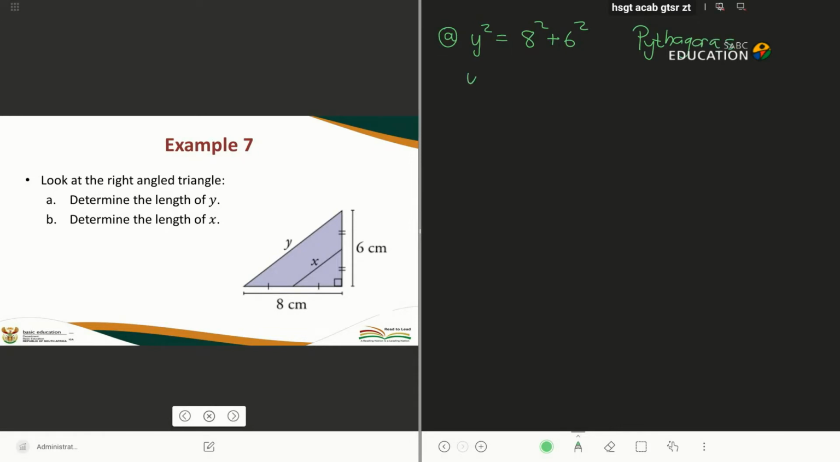So y squared will be equal to, so now this will give a value of 100. I need to simplify, so I get rid of the square by using the square root, and therefore I get y is a value of 10, and then again my unit as centimeters.